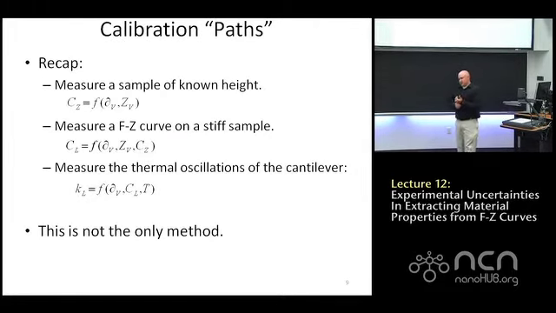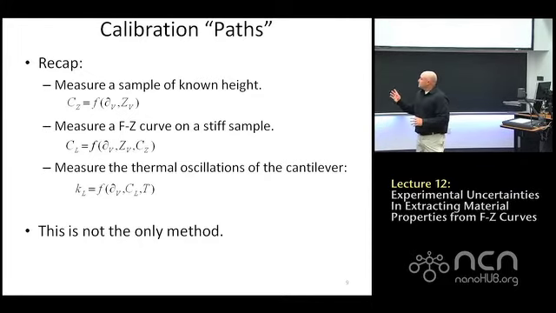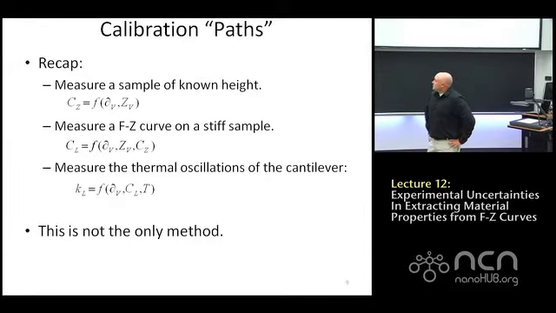So let me just recap what this calibration path I laid out is. First, we scanned a sample of known height. We determined CZ, which was a function of our voltage from the photodiode and our voltage from the Z piezo. Then if we do an F-Z curve on a stiff sample, we can get CL, which is a function of, again, those photodiode and piezo voltages and CZ.